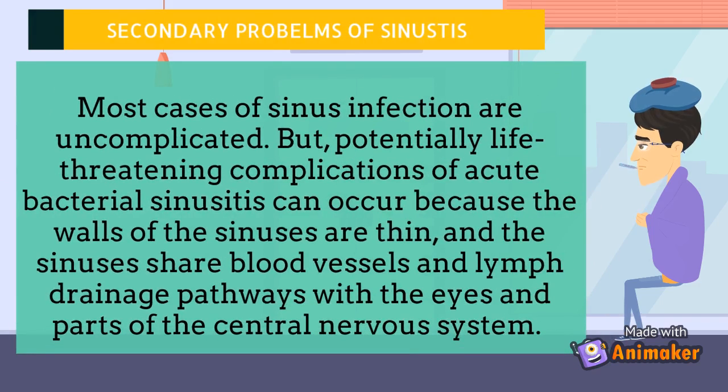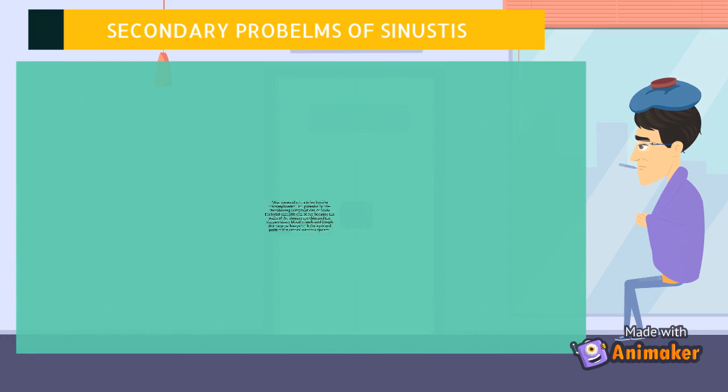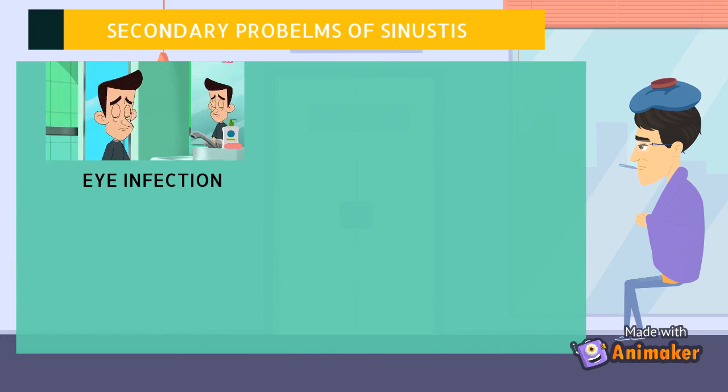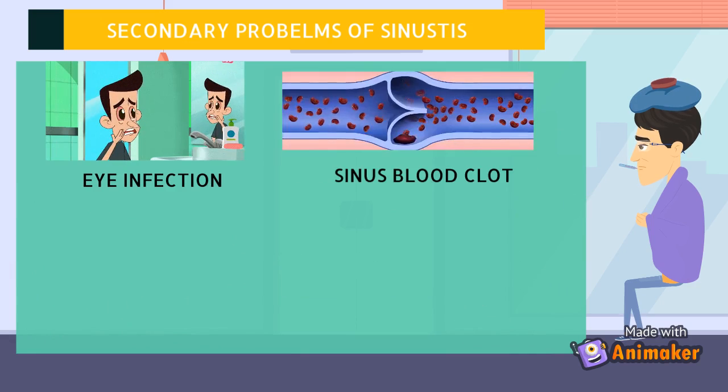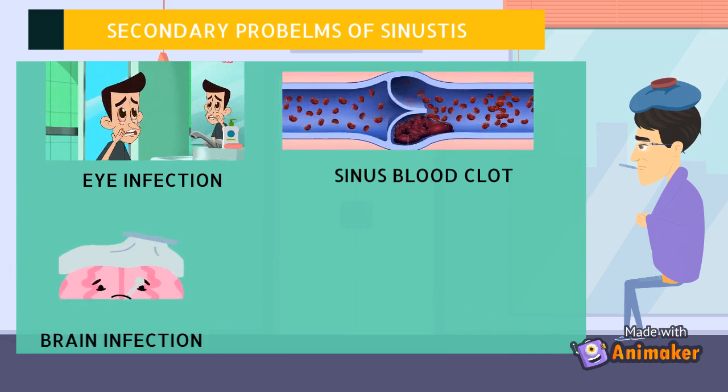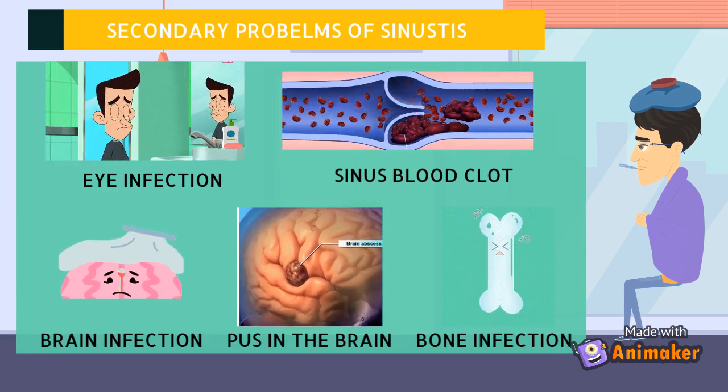Secondary problems of sinusitis. Although most cases of sinus infections are uncomplicated, potentially life-threatening complications of acute bacterial sinusitis can occur. This is because the walls of the sinuses are thin, and the sinuses share blood vessels and lymph drainage pathways with the eyes and parts of the central nervous system. Complications of sinusitis include infection of the eye and its surrounding tissue, sinus cavity blood clot (thrombosis), brain infection, pus in the brain, and bone infection.